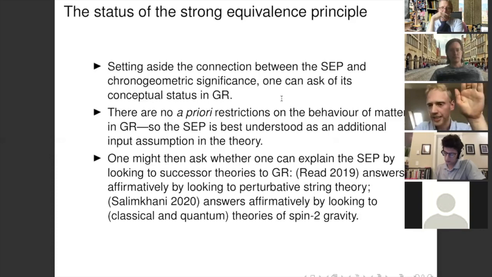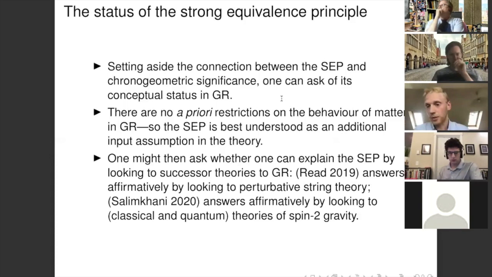But we can explain that by looking to some successor theory of Newtonian mechanics, perhaps general relativity. And indeed, in a 2011 paper, Weatherall has quite a nice discussion about how I can look to general relativity to attempt to derive the coincidence of gravitational and inertial mass, something which seemed like an extra input assumption in Newtonian mechanics. So the thought here would be something similar.